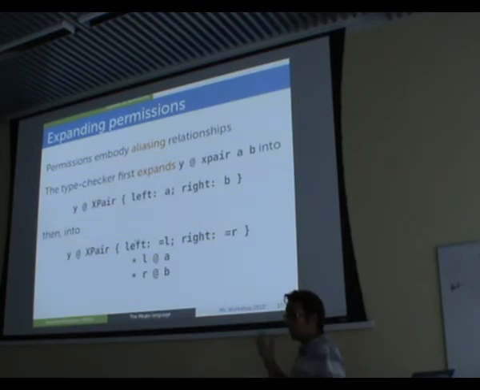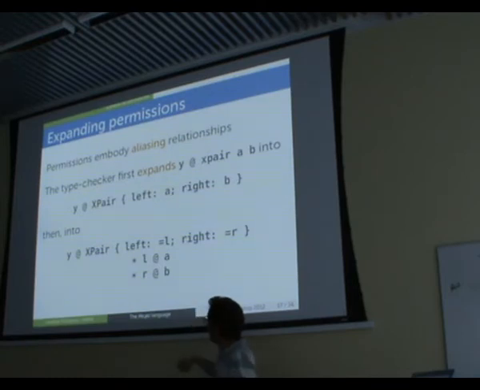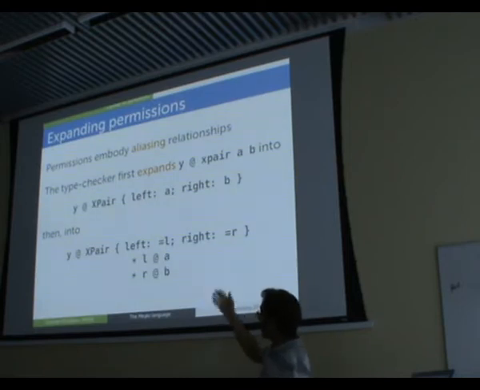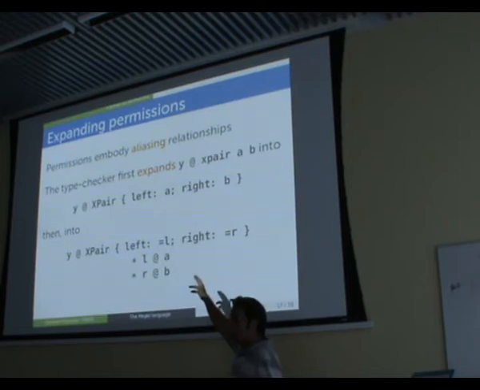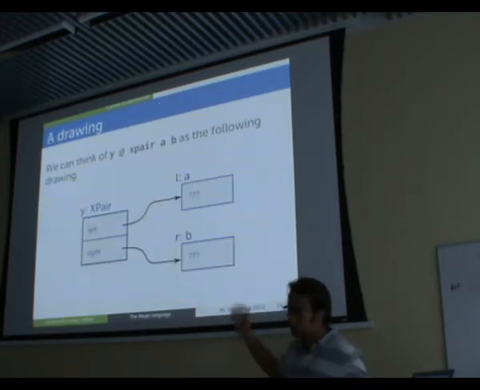We say there exists, and here the type checker automatically picks a name for the left component of the pair. We say there exists a given location called L. L has type A. There's another location called R. R has type B. And Y is a record whose left field points to exactly the same location as that of L, and whose right field points to R. And that's exactly the drawing that we had before.